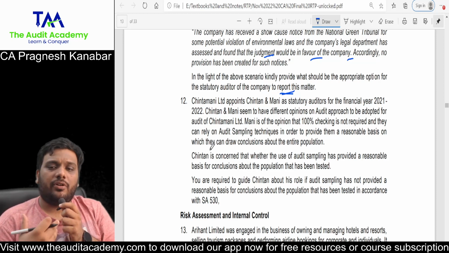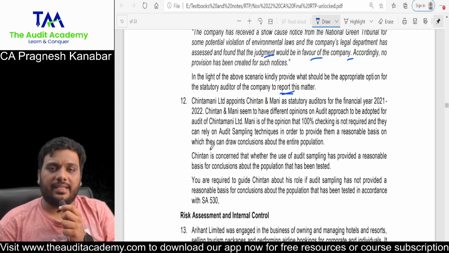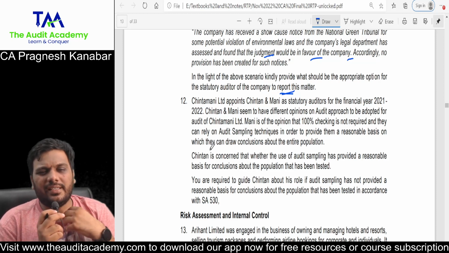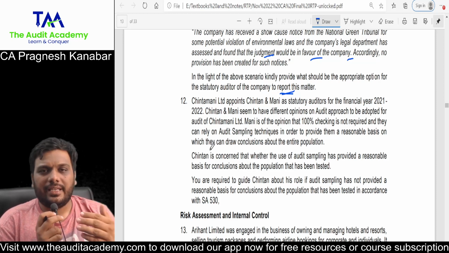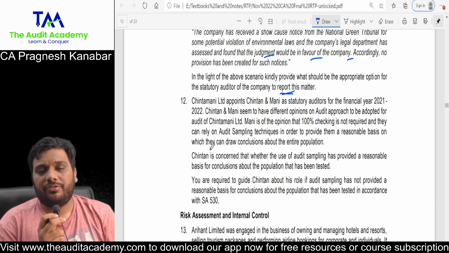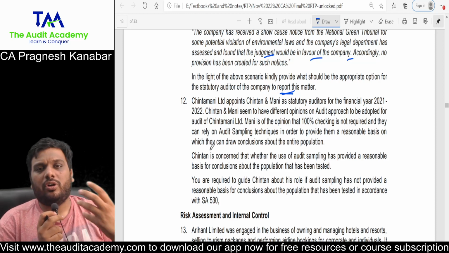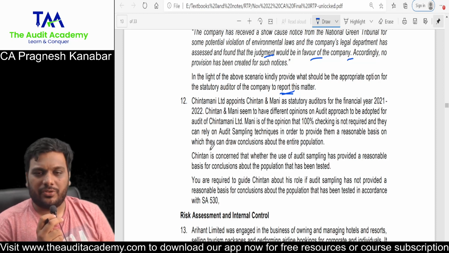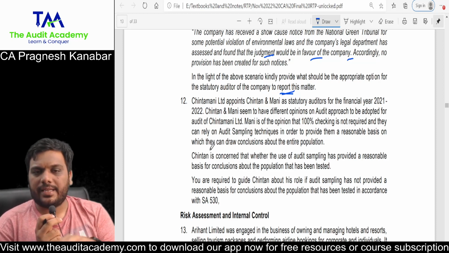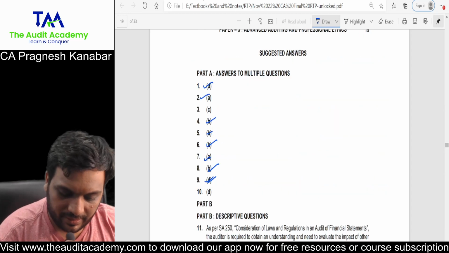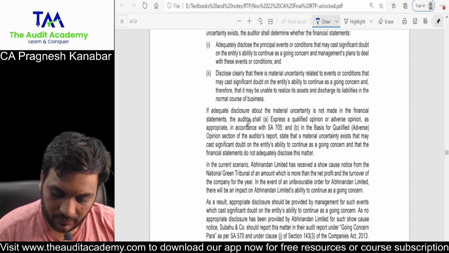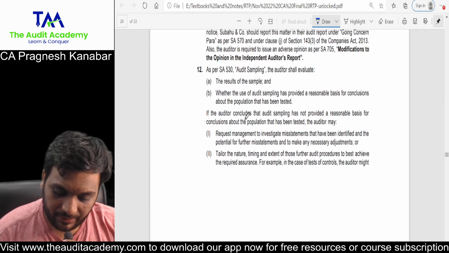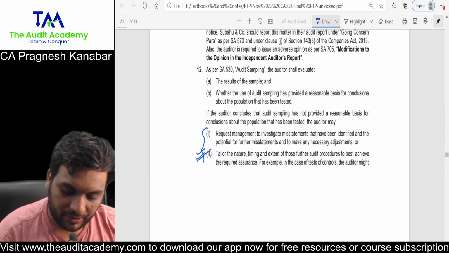That at the end of the day, if the auditor is not satisfied with the sampling that he has done, and if he thinks that his sample has not given him enough confidence to form an opinion, then in that case he can ask management to do some further investigations, and he can also modify the nature, timing, extent of his audit procedure. So that is the core two-point answer over here, which you can see from the suggested answers also. Based upon my synopsis, you can read this answer. These are the material points over here.